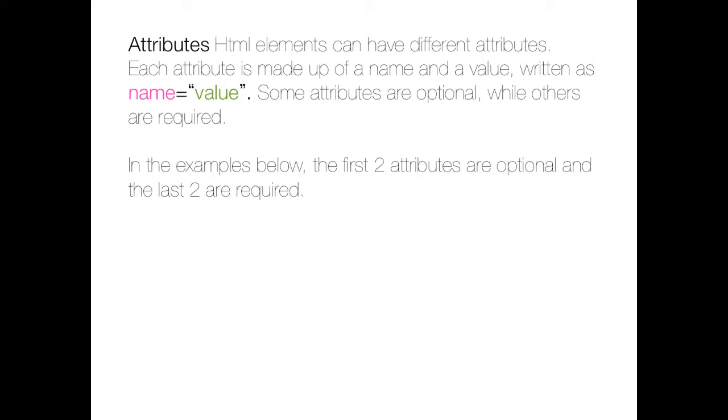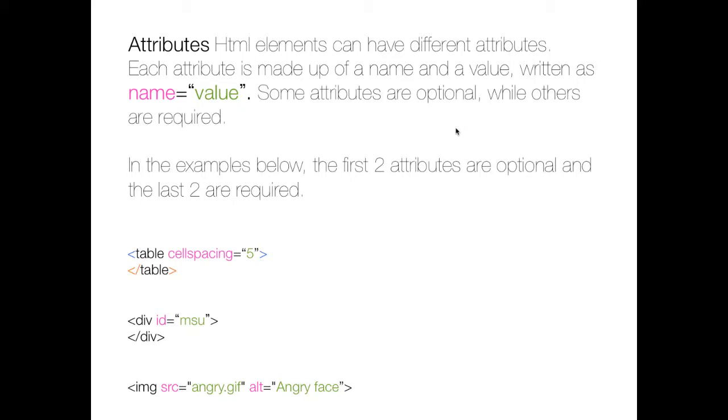Attributes. HTML elements can have different attributes. Each attribute is made up of a name and a value, written as name equals value between quotations. Some attributes are optional, but others are required. In the examples below, the first two attributes are optional and the last two are required.